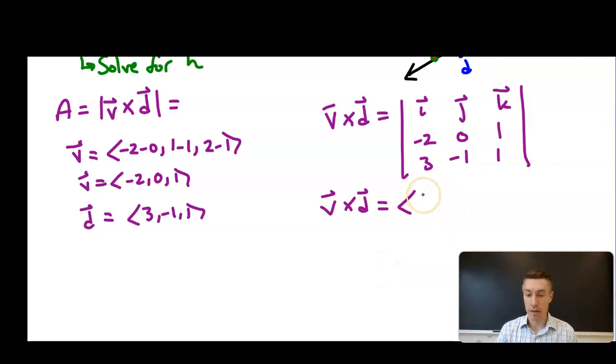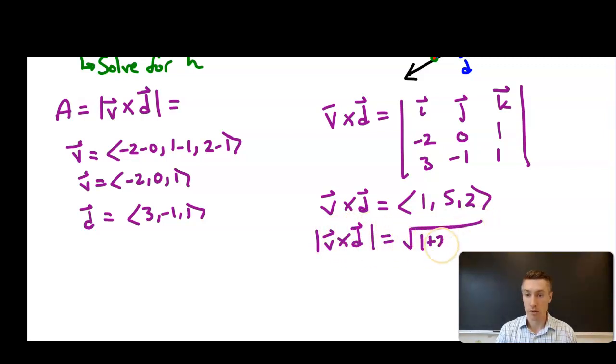Okay, so you should have found 1, 5, 2 to be your cross product vector. So the magnitude of that cross product vector is the square root of 1 plus 25 plus 4, so the square root of 30. So up here, square root of 30.